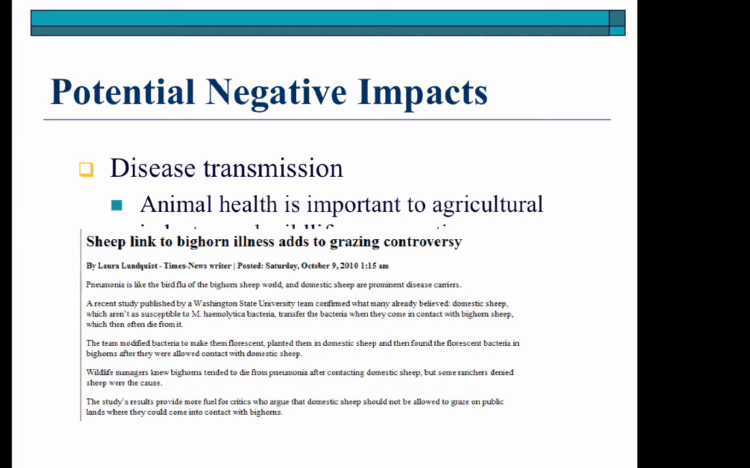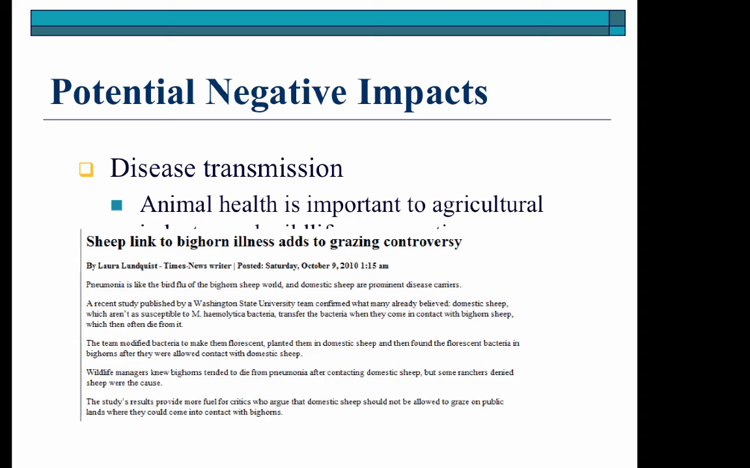This happened in late 2010, and it was a research study done by Washington State University. They were surveying domestic sheep species that, because they're domestic, go through a series of vaccination protocols, and they're not really vaccinated for some of the diseases that the native wildlife species of sheep actually carry.